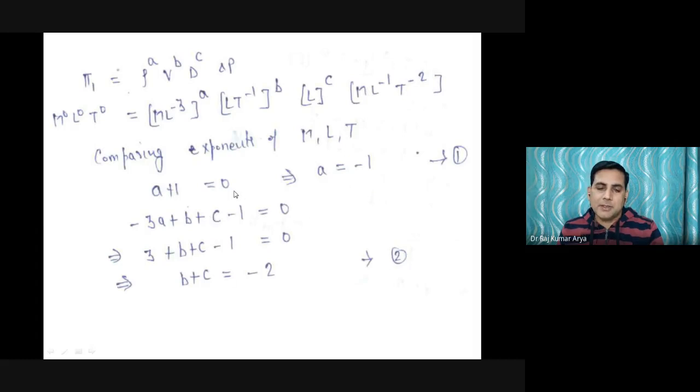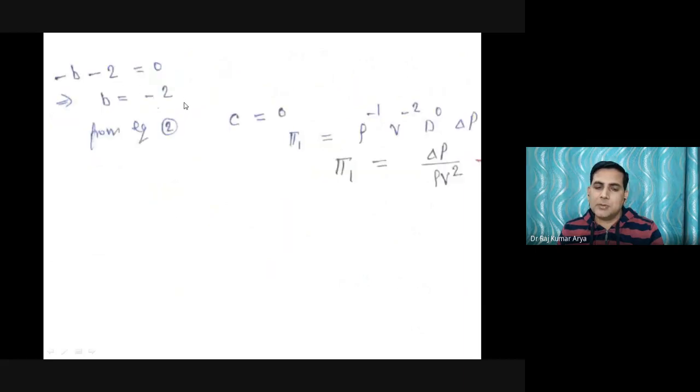Once you solve these equations, you get b equal to minus 2, c equal to this, and a you already got. Finally, you got the first dimensionless group, delta p upon rho v square. This is called a pressure coefficient. If you put a half of rho v square here, delta p will become a pressure coefficient.